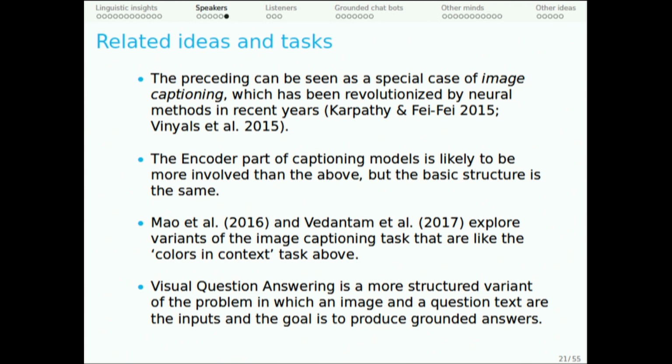All we had to do was embed the color in some interesting space, but here we might have to embed an arbitrarily complicated image. But the basic structure is the same. Do some processing to your input object and then produce some language.